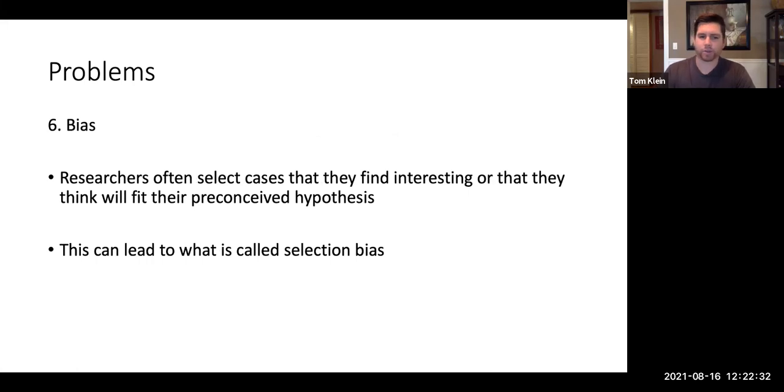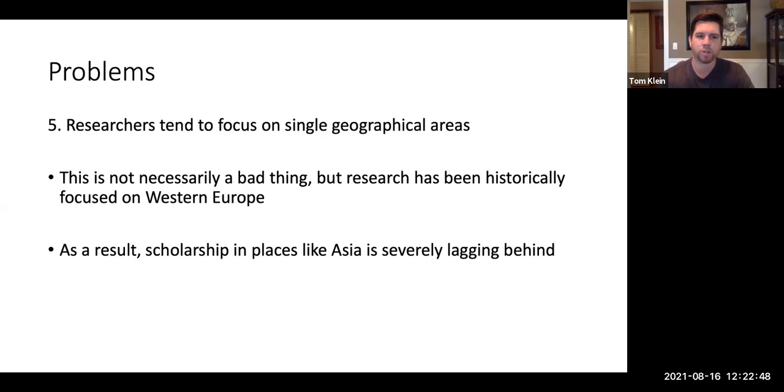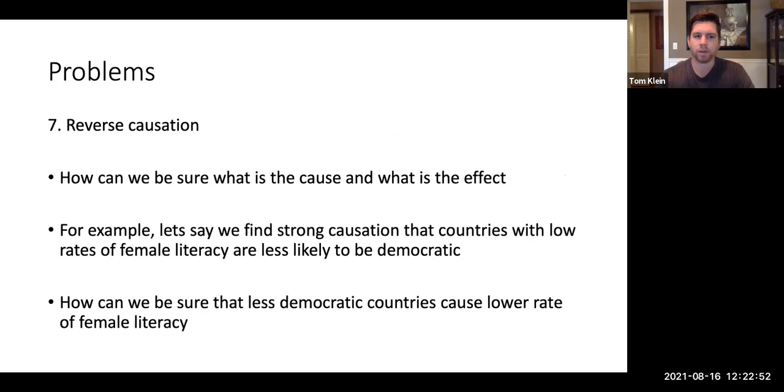Sixth, bias, basically what we just said, selection bias. If you're learning in a school that emphasizes Western values or Western education, you might develop selection bias and do your research on Western countries as well. Very similar problem to our last issue, issue 5.